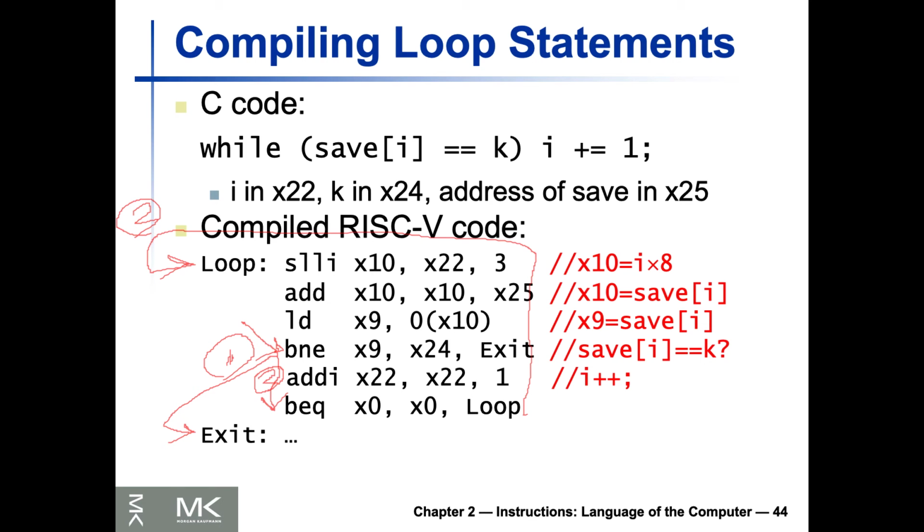Why are we multiplying it by 8 in the first line? That was just some preliminary computations. And why are we saving it in two different registers? We already have it in x10, right? That's just an example.